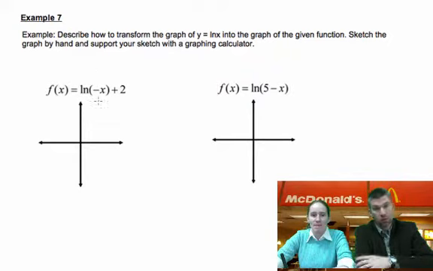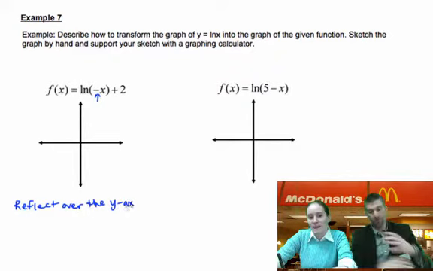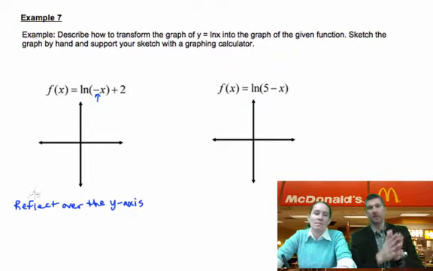So let's describe. We're going to reflect over the x-axis there. No, the y-axis. Reflect over the y-axis. Anytime you make x negative, it does the opposite of what you think it would and makes it reflect over the y-axis. When you work inside of the function, it's going to have an impact left and right.